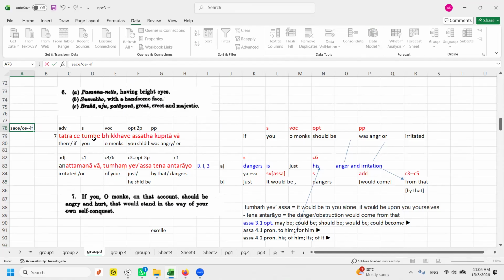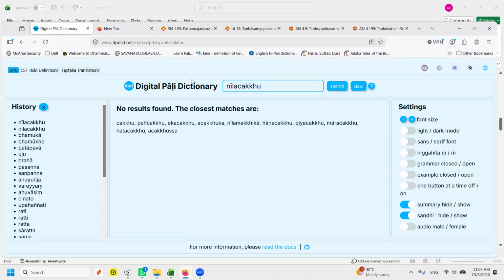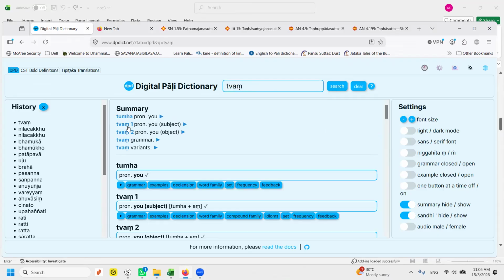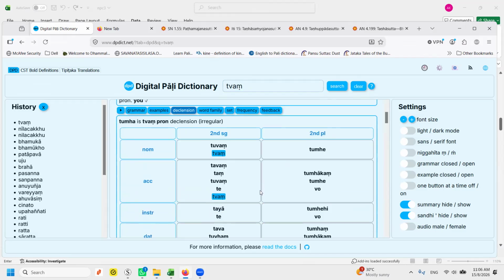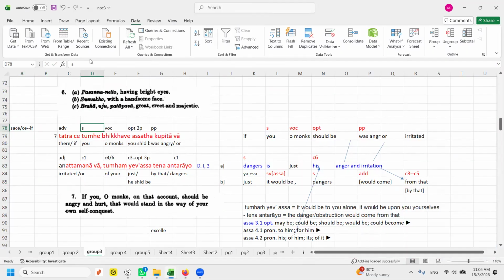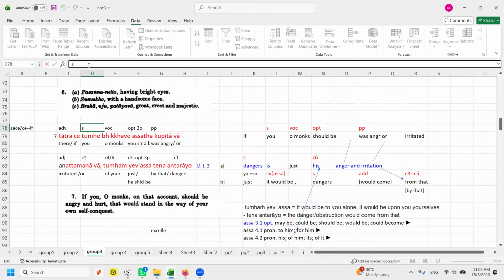Tumhe, that means it's from tvam. Just to remind you, tvam is you. Tvam, this is the stem tumha, so you do a declension. Tvam, tumhe, plural, you. Normally we say subject plural.